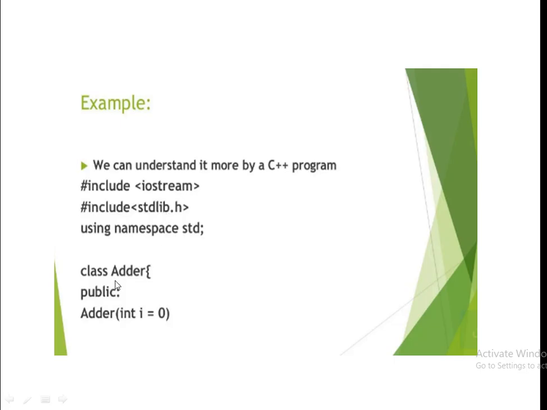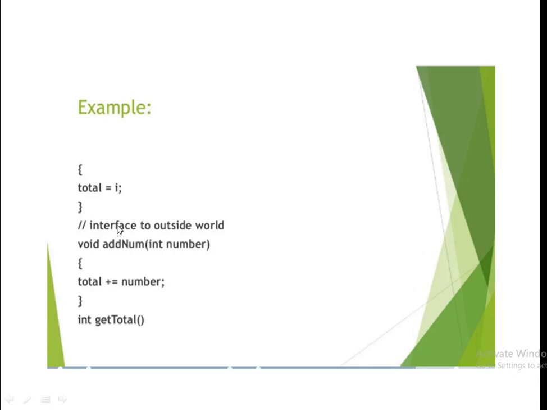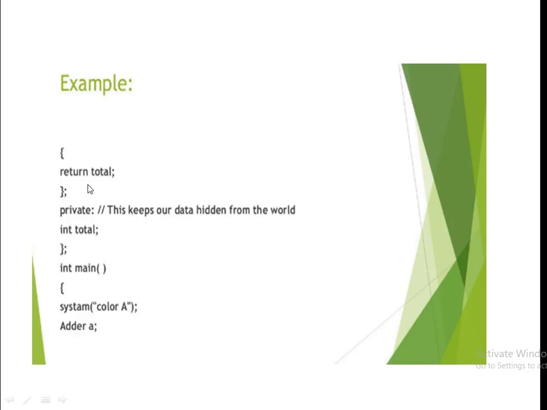#include <iostream>. Here is class Adder, with an integer i equal to 0 and total equal to i. Void addNumber: total plus equals number. The integer getTotal is one function that returns the total, and the private integer total is private, so it can't be accessed outside the class. This keeps our data hidden from the outside world.